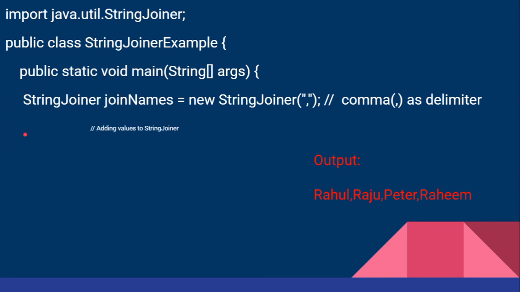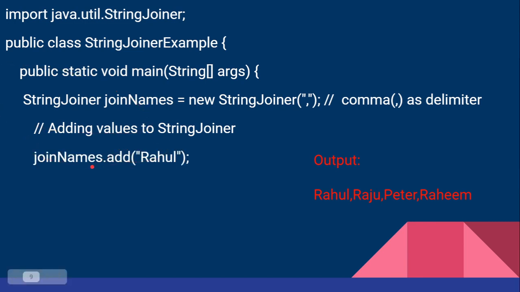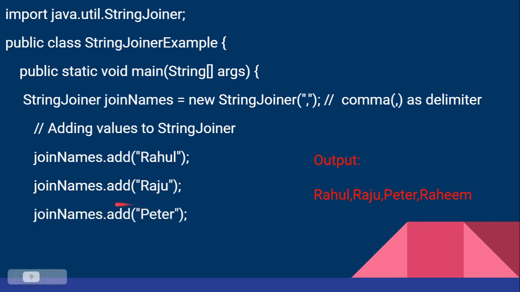Okay, now let us see how to add values using the string joiner. joinNames.add Rahul. Initially the string is nothing, and now I am adding the name Rahul to the object. And the delimiter used is the comma. So now we can see next, joinNames.add Raju. Now adding one more name to the list. Then joinNames.add Peter, and then joinNames.add Rahim.